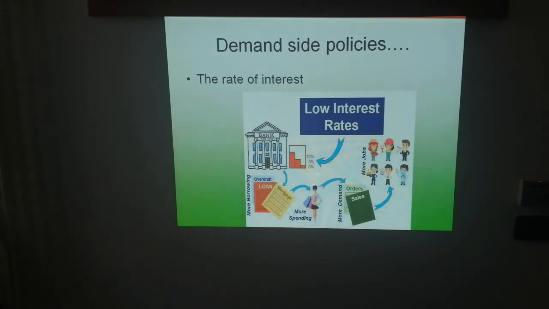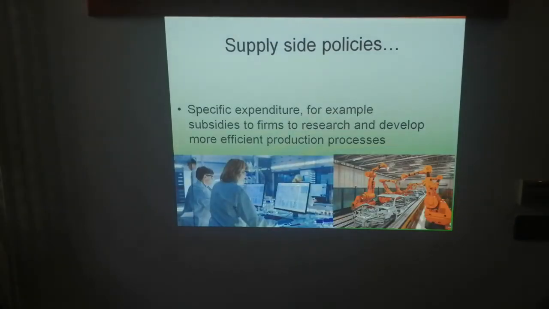Alternatively, they can put the interest rates up and you get less demand, less spending, and then less jobs but less inflation. Because there's less demand for things, prices don't go up so fast. Remember the market forces. More demand means higher prices. So those are demand side policies that they can change.